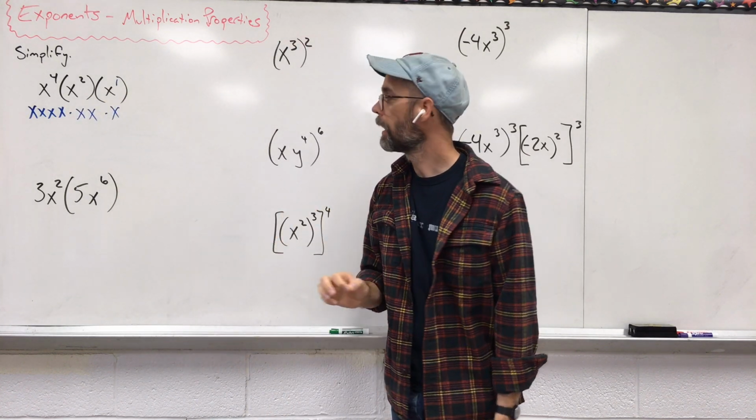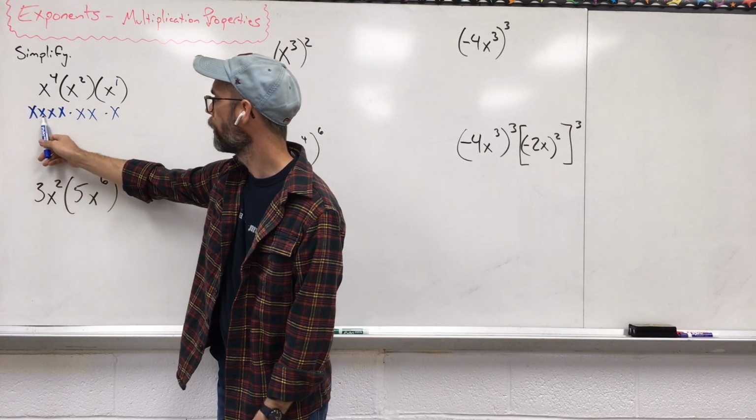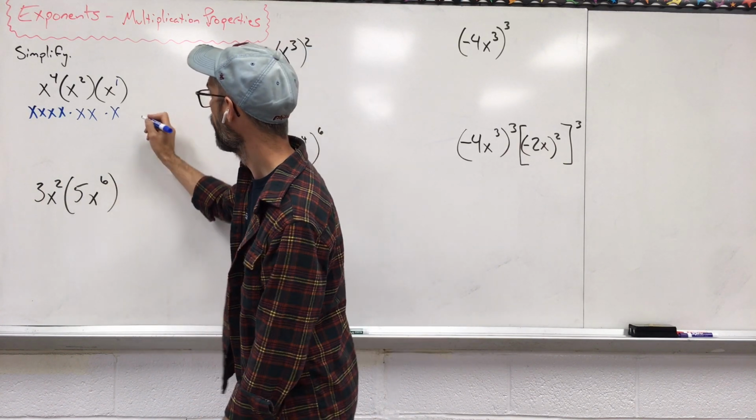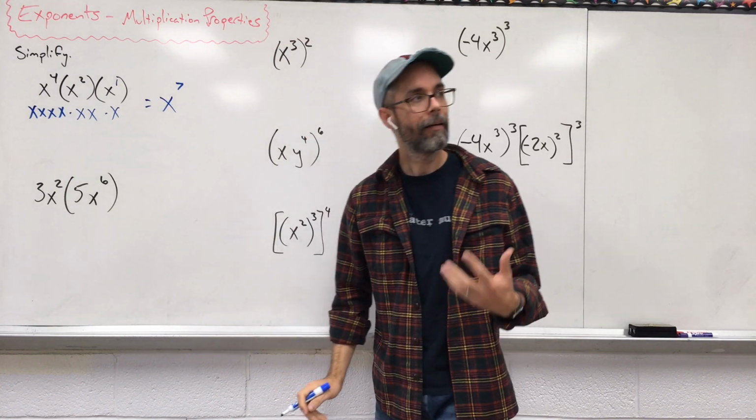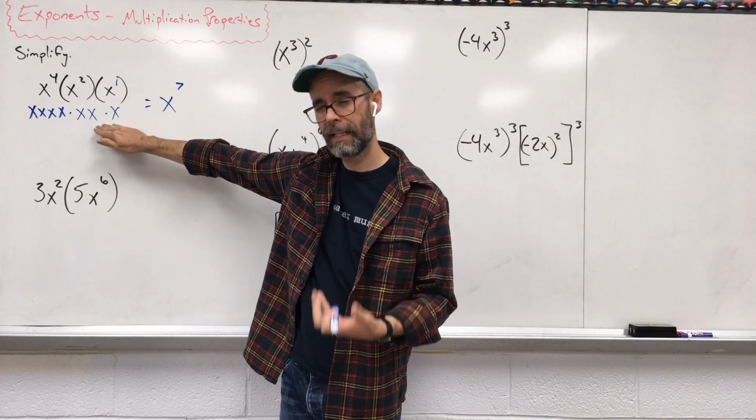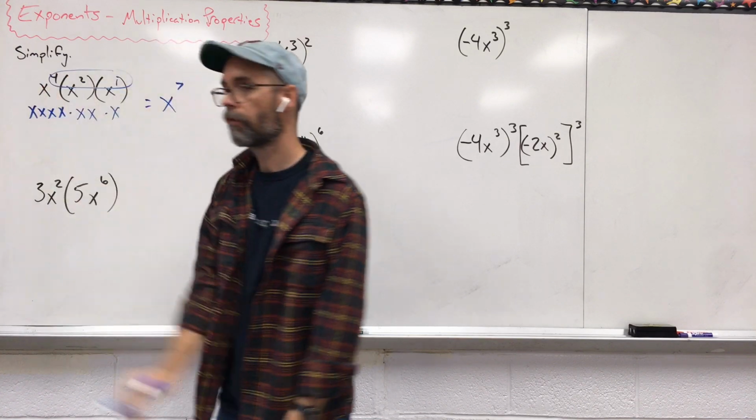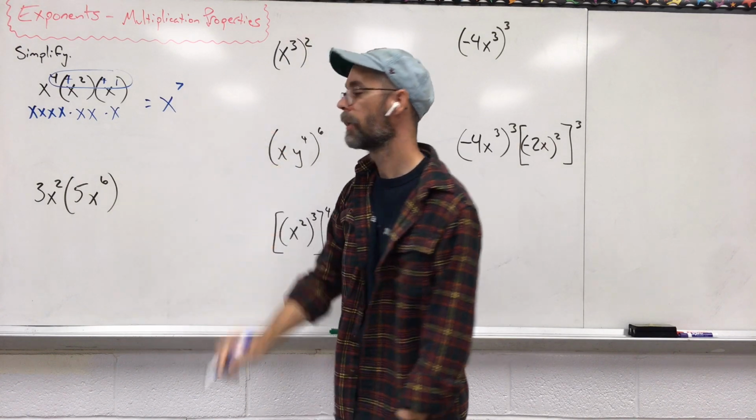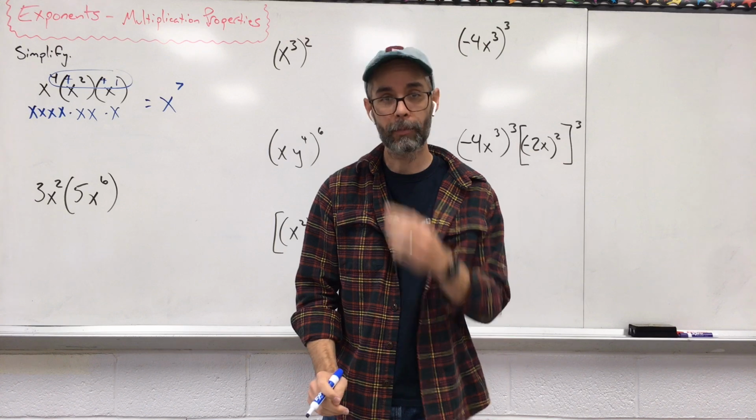When it comes to multiplication, it doesn't matter the order, it's just how many of something we have. In this case, 1, 2, 3, 4, 5, 6, 7 x's. So I can rewrite that as x to the 7th power. Now, is there another way I can do that without writing in expanded form? Absolutely. Look at your exponents. 4 plus 2 plus 1 gives you 7. So when the base is the same, all you need to do is add the exponents.